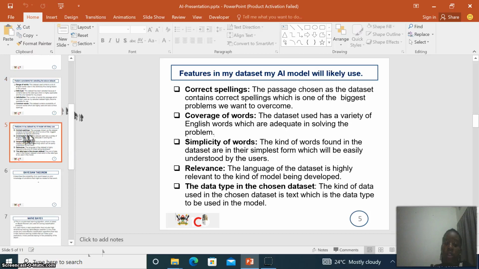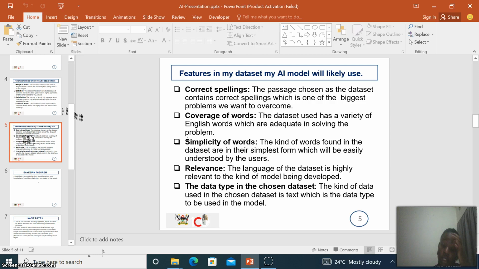And for the features in my dataset, my AI model will likely use, first of all, this passage which has been selected, it contains correct spellings. Since I'm aiming at solving the problem of spellings, this passage can be of use because all the words which are there are correctly spelled. Then also coverage of words. This passage covers a lot of words, and those words, they are always found in the dictionary. So my project will be basing on English.